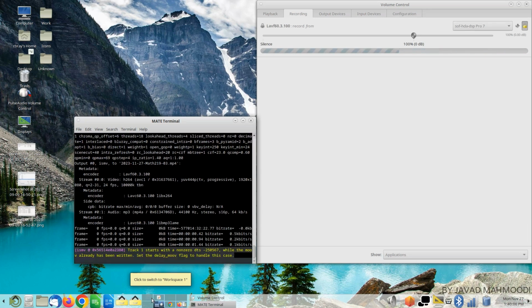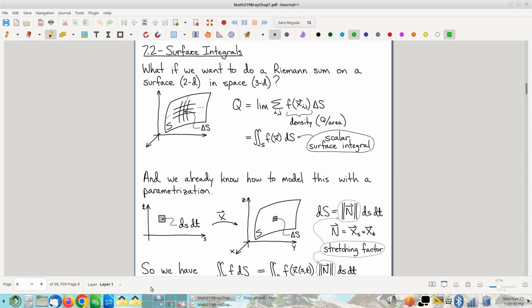Okay, so here we go. So last time we were talking about surface integrals. So just a very quick review of surface integrals.